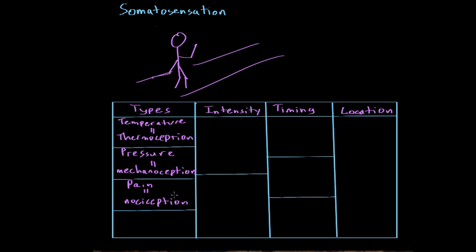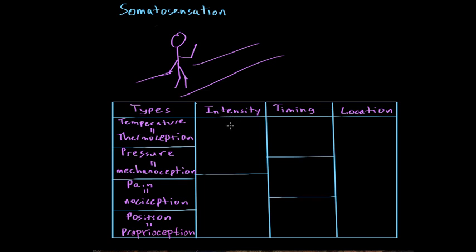And finally, he needs to get information about where his body is in space. So as he's walking along, is he really close to the sidewalk? Is he close to someone else? He needs to get information about his body's location in space. And this is known as proprioception. So these are the different types of information that he needs to acquire from the world around him through his body surface.